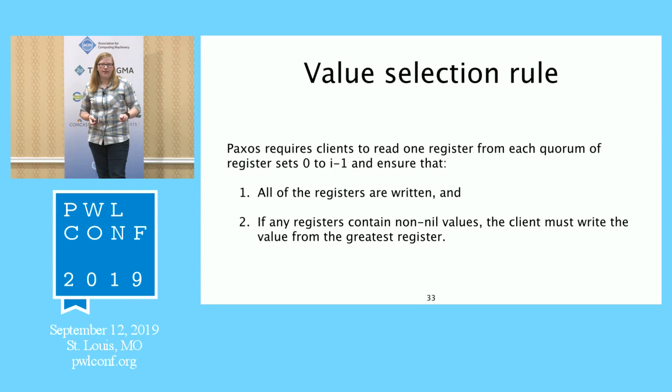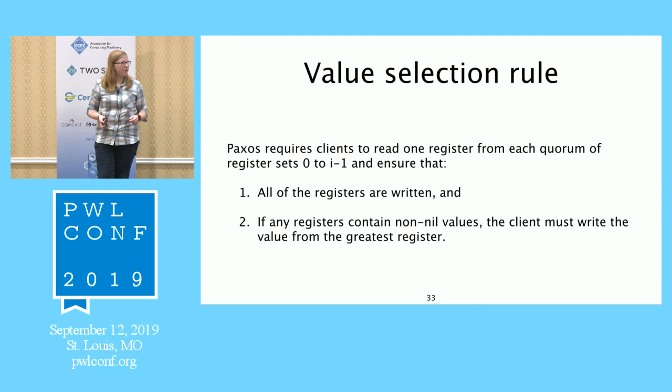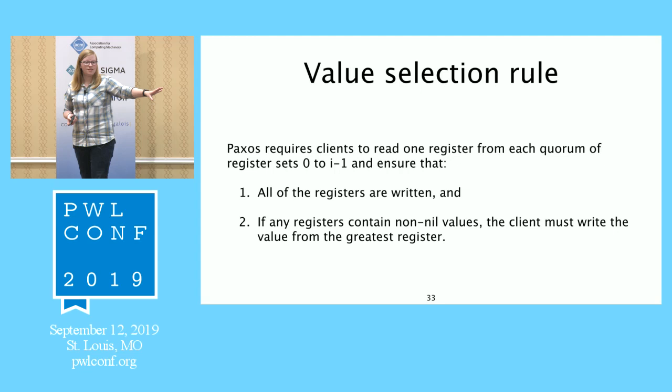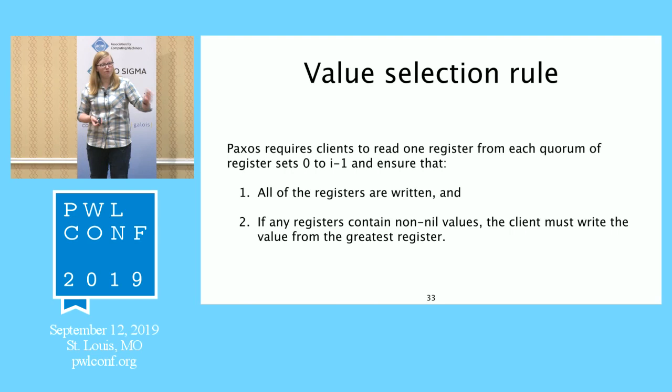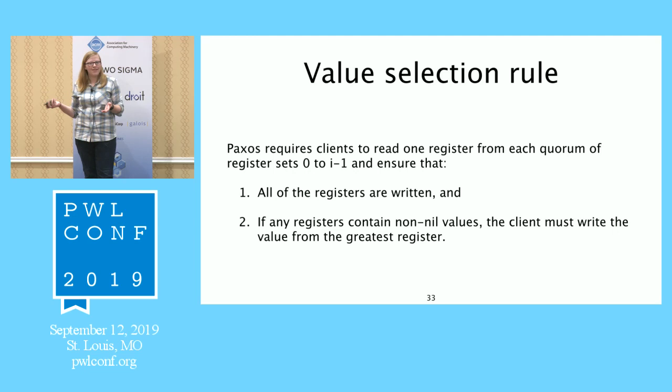Secondly, the client, when they do their write, has to write the same value as they saw from the greatest register that they read in this first part. That means that decisions may have been made in the past. So I'm going to read the values, and if I see a value, I'm going to write the same value. That's kind of sad for clients, right? They may not get to write the value they actually want to write. They might be left basically picking up the pieces from another client.